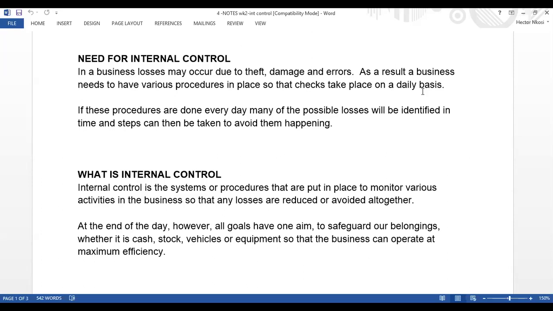Remember, the word internally means inside, control is how you manage something, basically. So there are internal controls everywhere, guys. Businesses, service providers, wherever, there are internal controls to protect against theft or damage or any errors that may occur. So if these procedures are done every day, many of the possible losses will be identified in time, and steps can be taken to avoid them happening.